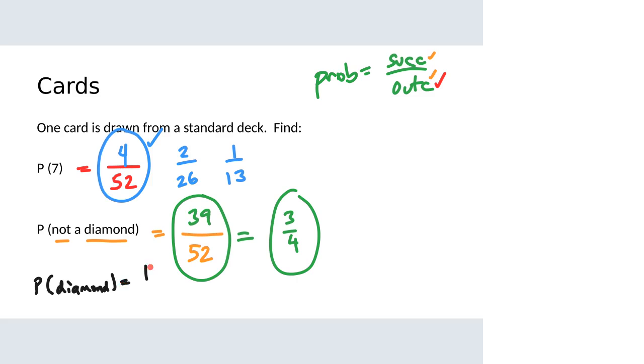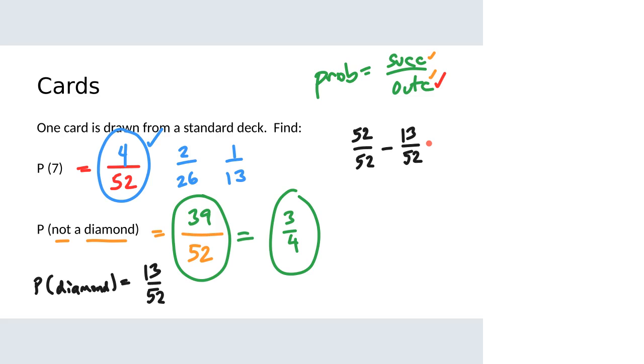The probability of getting a diamond would be 13 out of 52. And then, okay, I don't want a diamond. So the probability of everything, all the cards in the deck, well, that's 52 out of 52. If I subtract the 13 diamonds, and this is kind of nice because we get to review subtracting fractions. So here's everything that could happen, and right now I'm going to subtract the probability of getting a diamond. And that'll leave me with the probability of not getting a diamond.